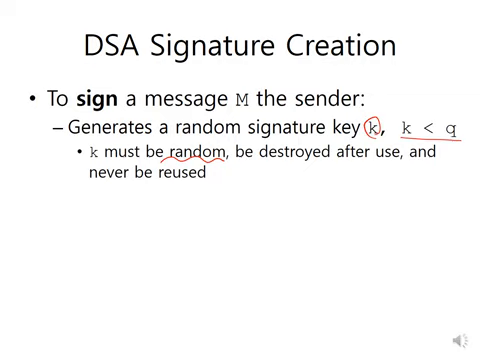So, in order to prevent such an attack against the signature generation and verification, the same secret key, the random signature key K, should not be reused. So this is one condition.